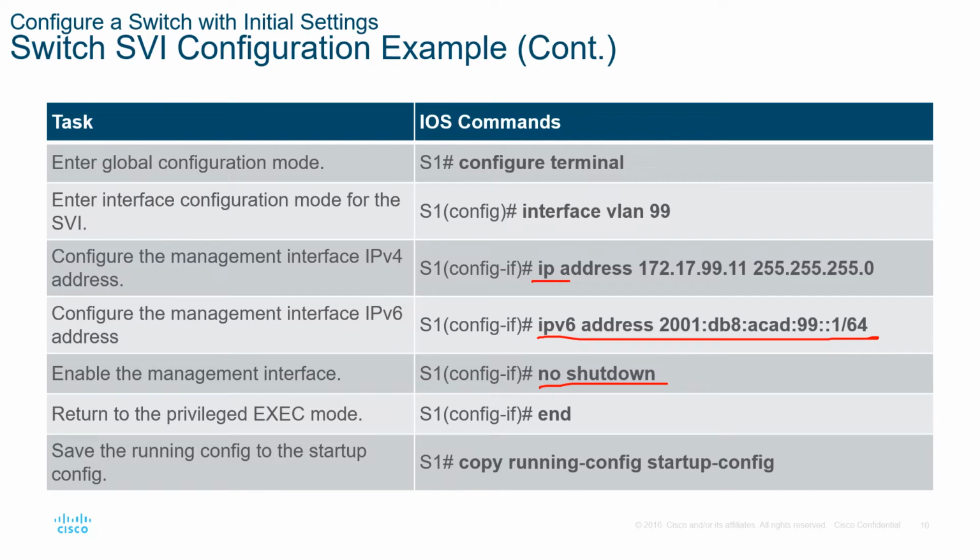Again, the syntax for the IP is ip address, then the IP address, then the subnet mask. And then save, copy from the RAM, running-config is the RAM, going to the permanent memory in the switch or of the router, which is the NVRAM, which is represented by the startup-config.